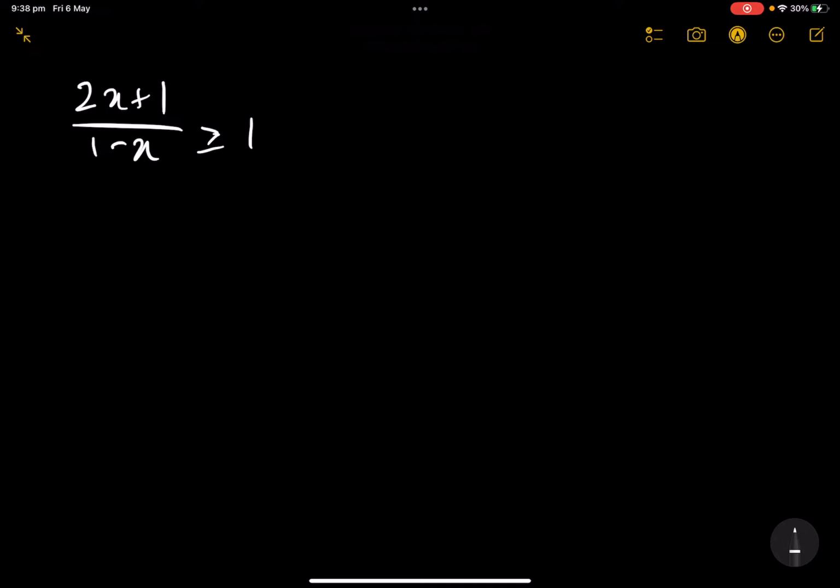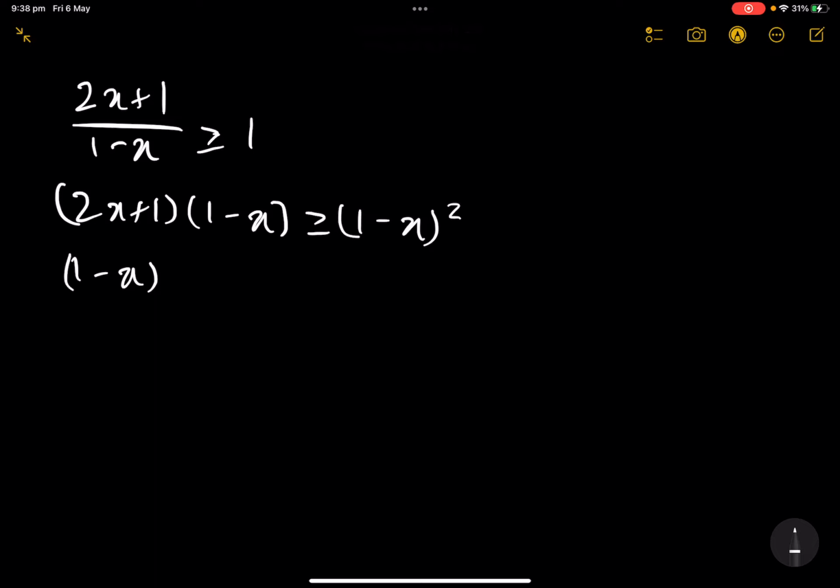Multiply both sides by (1 minus x) squared to make sure it doesn't change the sign. 2x plus 1 minus x greater than or equal to (1 minus x) squared. Never factorize this, that's dumb. Move the left term to the right side, and then factorize from there. 2x plus 1 minus x is less than or equal to 0.